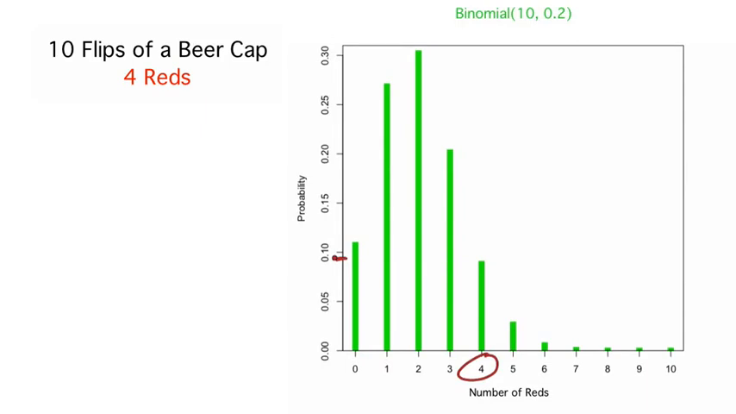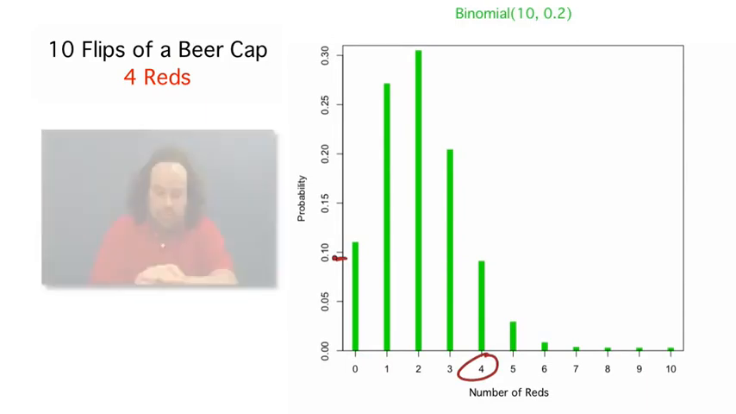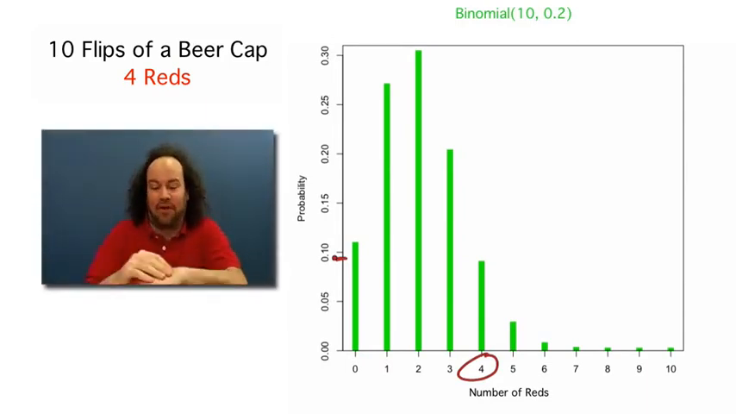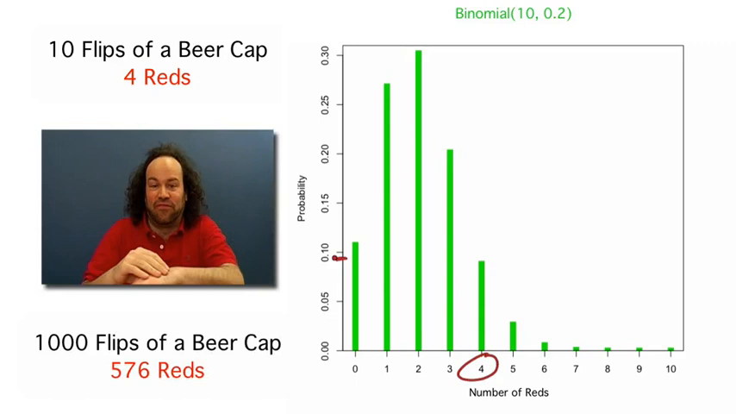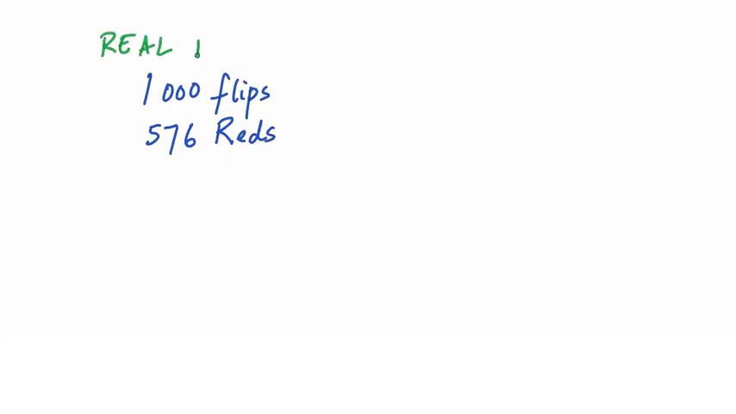So I put Jeff to work, and I had him flip the beer cap 990 more times for a total of 1,000 flips. It took him a while, but he finished and got 576 reds in his 1,000 flips. So now we've flipped a beer cap 1,000 times and observed 576 reds. This is our real-world data.